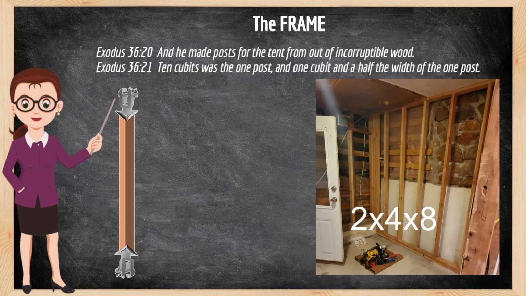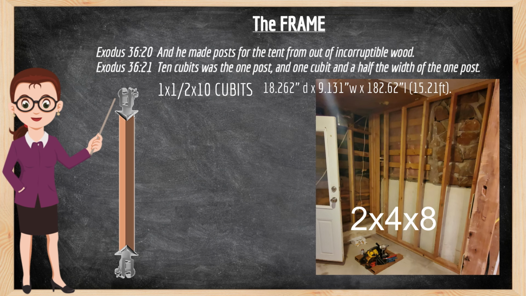Now if we apply this to what we're told here, a post is 1 by 1/2 by 10 cubits. So the modern world math for one post would be 18.262 inches deep by 9.131 inches wide by 182.62 inches long, because we're 1 cubit by 1/2 cubit by 10 cubits. So that's about 9 inches wide by 1.5 feet deep by 15 feet long.